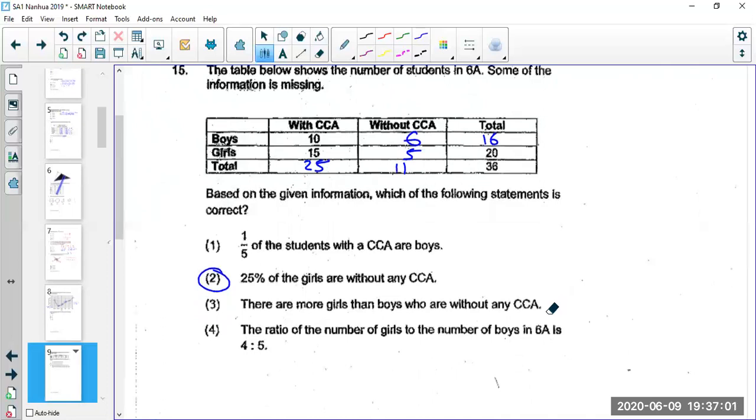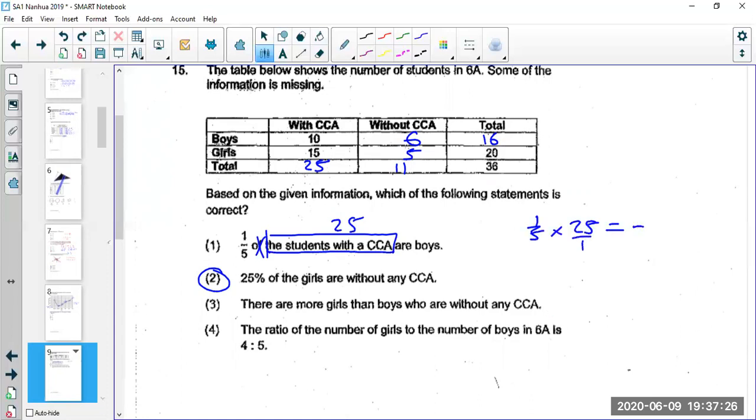Now, 1/5 of the students with a CCA. Can you find how many students with a CCA? Not difficult, right? You need to find how many is 1/5. First of all, how many students have CCA, which is 25. Remember the word 'of'? 'Of' means times. So 1/5 times 25, that will give you how many?